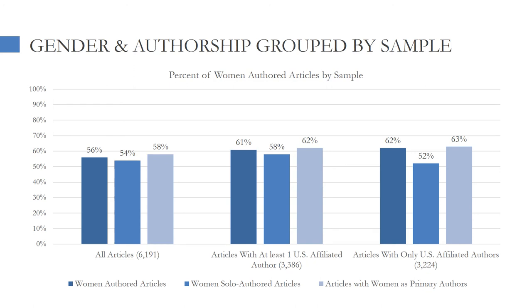First, the total sample has a lower rate of overall women authors at 56%, which further decreases with looking at solo authorship at 54%, but increases with multiple authors with a woman as primary author at 58%. This is compared with sample articles with at least one author from a U.S.-affiliated institution. This shows an overall rate of 61%. In the same sample, 62% of primary authors are women and solo authors are at 58%. The last sample, U.S. only: overall, women make up 62% of authors, 63% of primary authors. However, there is a 10% decrease when looking at solo authorship in this sample at 52%.